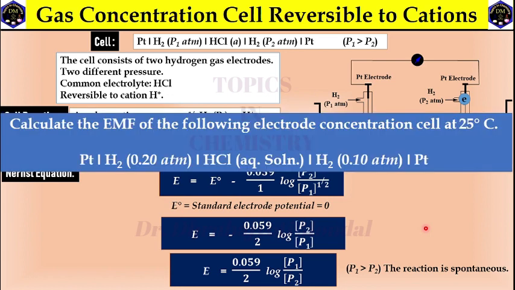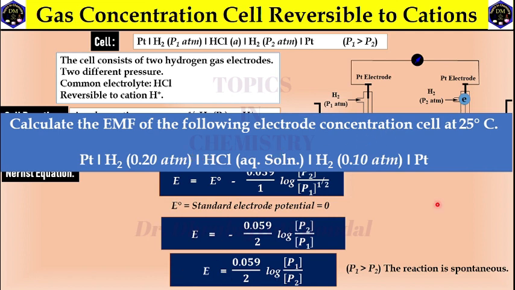Now you have to solve one problem. Calculate the EMF of the following electrode concentration cell at 25 degrees Celsius. Hydrogen gas, pressure given as 0.2 atmosphere, HCl aqueous solution, H2 pressure given as 0.10 atmosphere, then platinum electrode. So here you can see the pressures are different in the two electrodes, so this is an example of an electrode concentration cell. And here you can see that P1 is greater than P2. That is the condition here, so the cell reaction will be spontaneous. So calculate the E cell for that reaction using that formula.